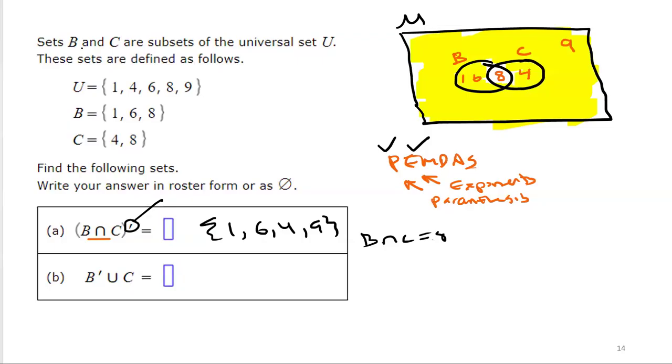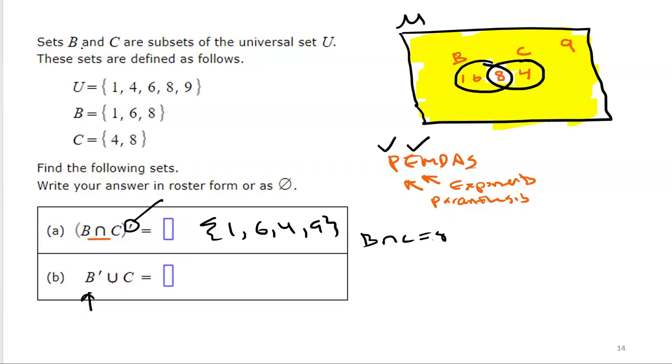And the last part is B prime union C. Again, I'm sorry I'm rushing this a little bit because I'm running out of time here and I need to talk about Alex. So again, what do we focus on first? We have to focus on the B prime. Why? Because that's in order, exponents. So B prime, we already said that.